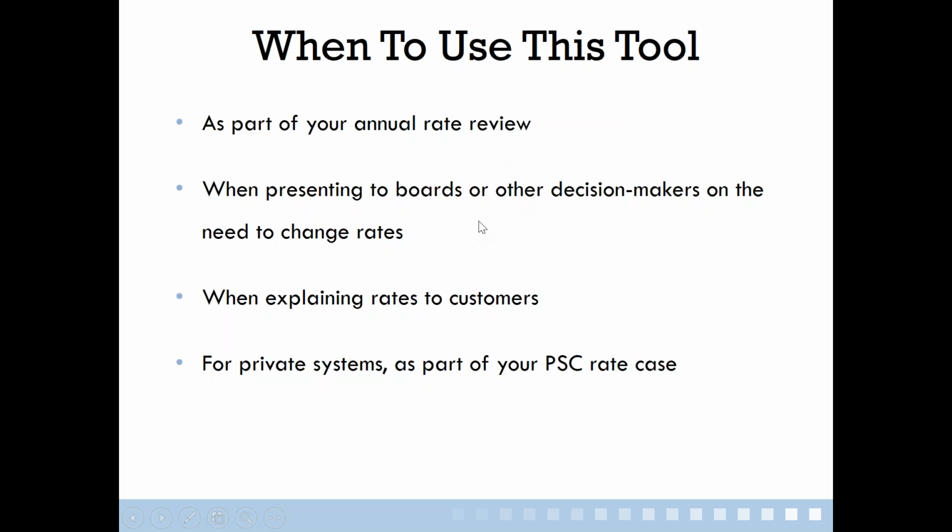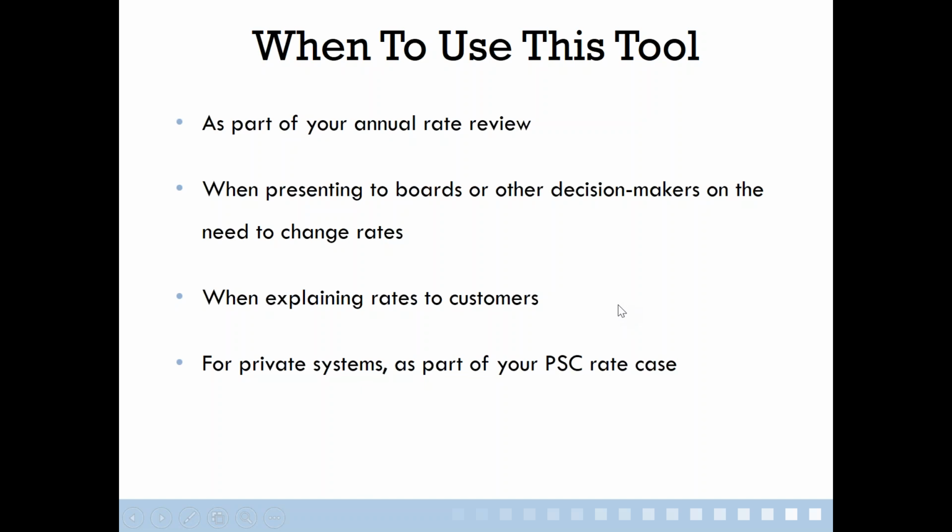So let's say you're trying to raise rates, you can show people in a hopefully pretty easy to understand way, hey, we're in the 10th percentile compared to our peers, and also our cost recovery is in the red. So it's a very basic way. Maybe not everyone understands the intricacies of running a water wastewater utility. And if you're a private system, it can also be used in a PSC rate case. I know in various states that we've worked in, these actually are part of rate cases.